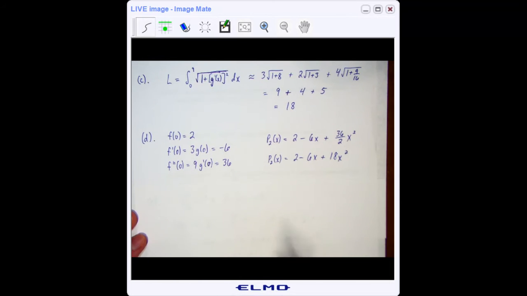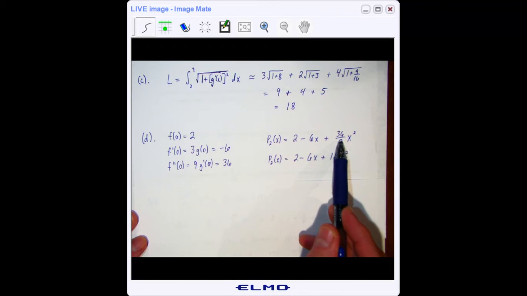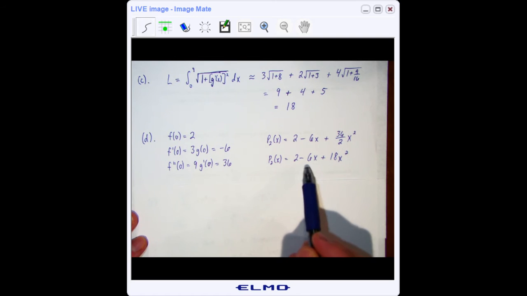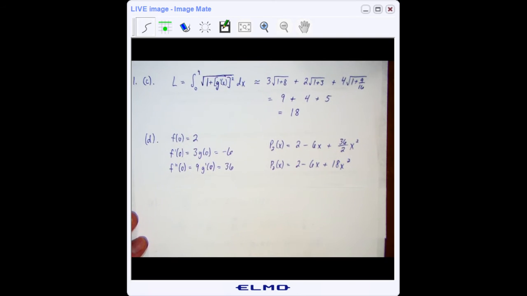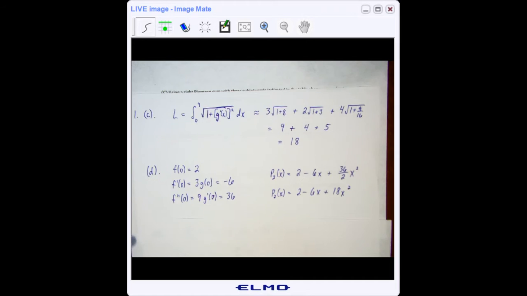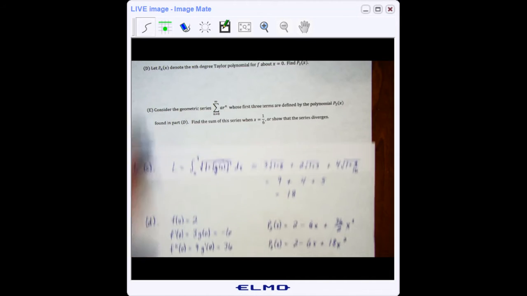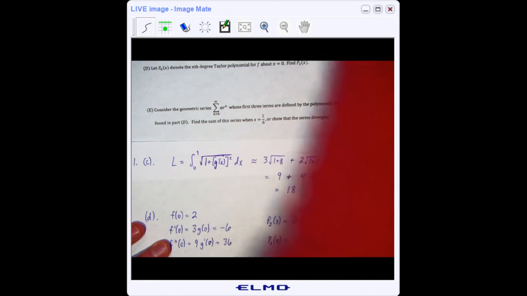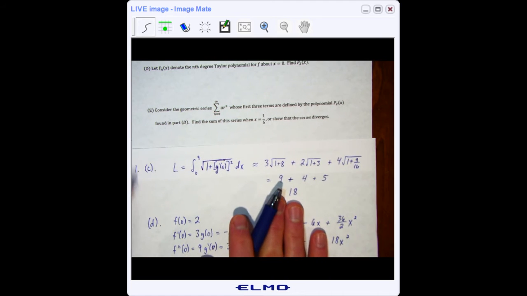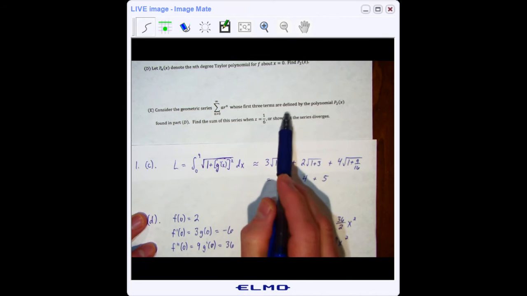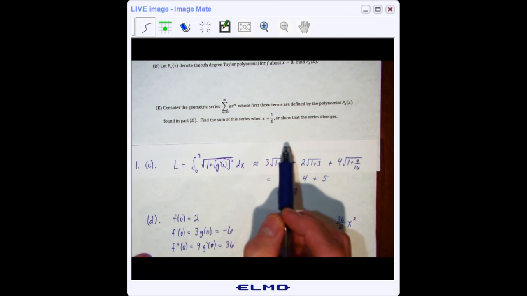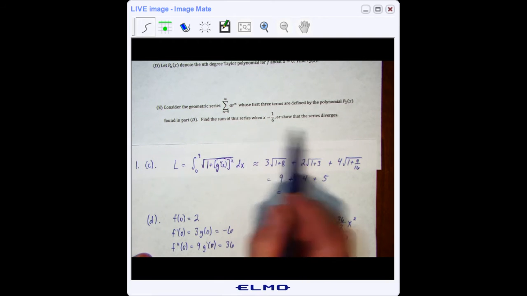All right, and then you plug it in the Taylor polynomial formula. Remember, the second derivative is divided by 2 factorial, and you end up with 2 minus 6x plus 18x squared. That's your second degree Taylor polynomial. And then part E says to consider a geometric series whose first three terms are defined by the polynomial in part D. Find the sum of the series when x equals 1/6, or show it diverges.